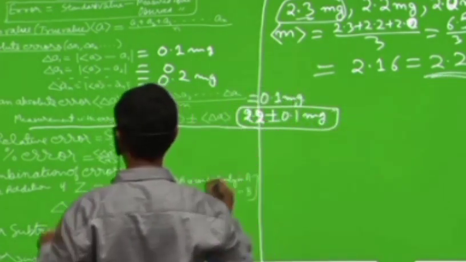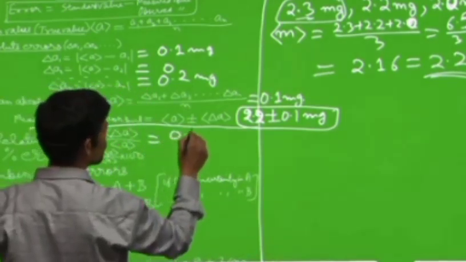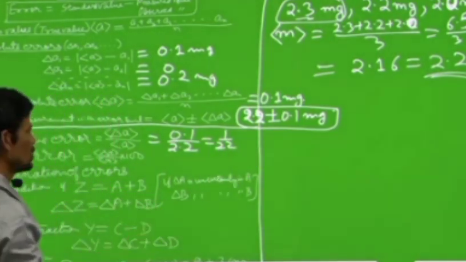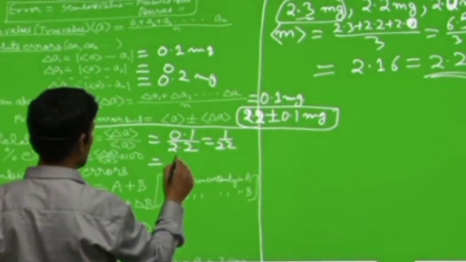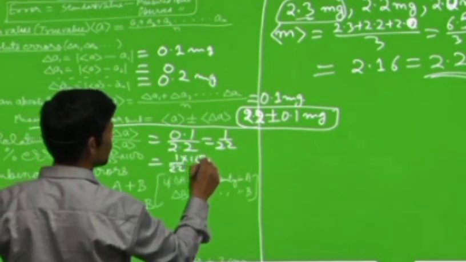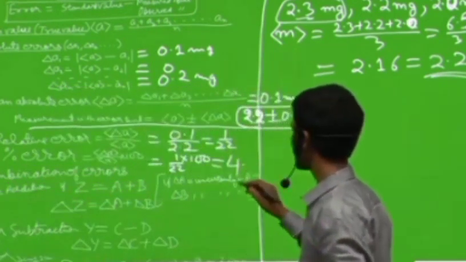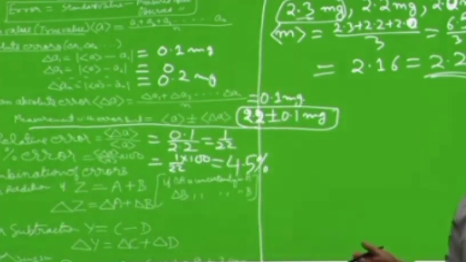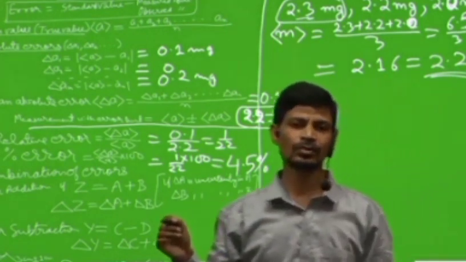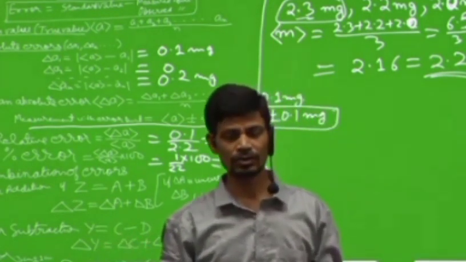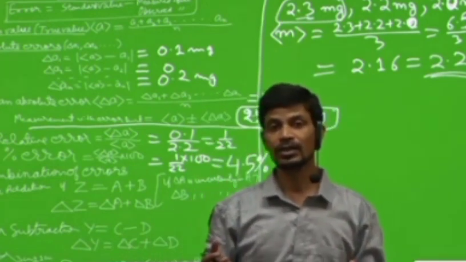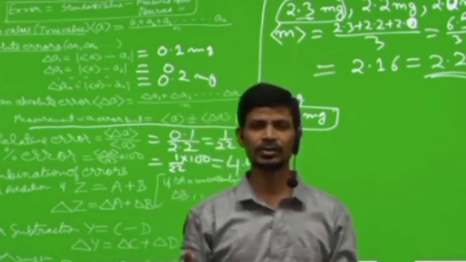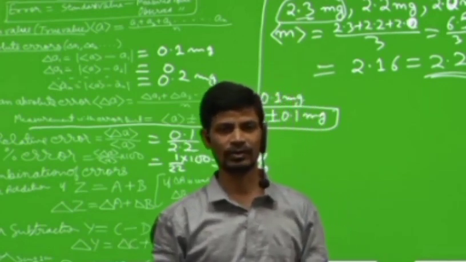Now in terms of relative error, it will be 0.1 divided by 2.2, so 1 by 22. You can find it in decimal places or check the options given there. And percentage error, 1 by 22 multiplied by 100, will be 4.5%, I guess. So this is how we are going to solve such types of problems. Problems can be a little bit more complicated, and some of them would be related to experimental work. Later on, I will make another video dedicated to some of the experiments from our syllabus. That's all.